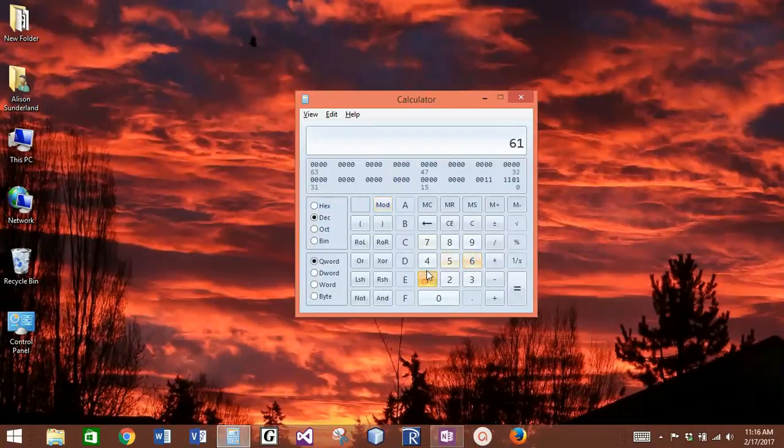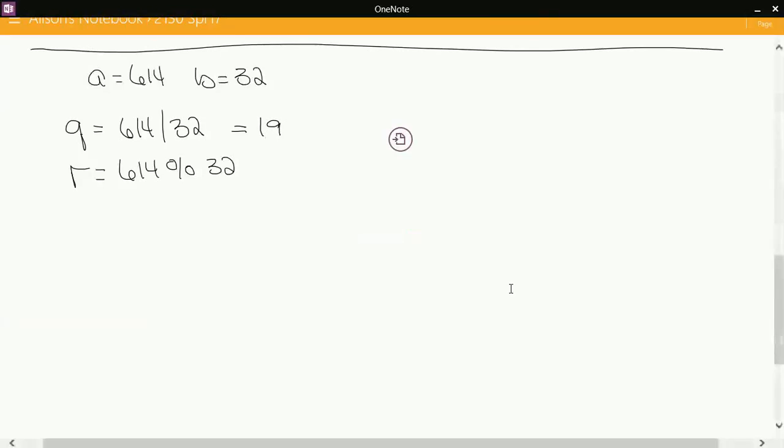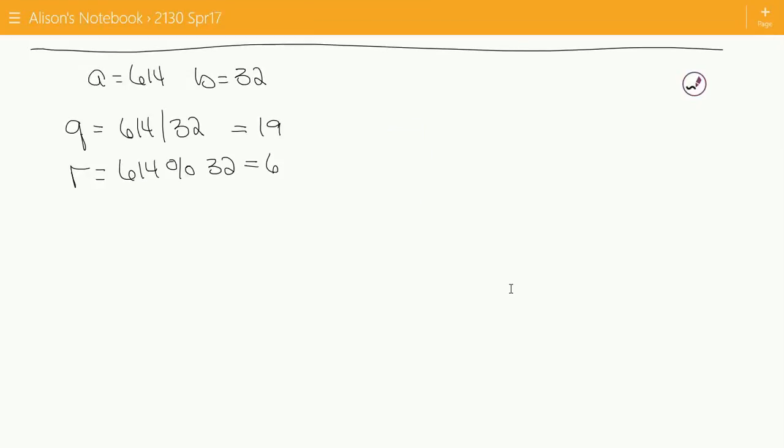So now I can do 614, and if I press the mod function and I do 32, it will tell me what the remainder is. And this is a remainder of 6, so let me add that in. So we'll see that 614 can be written as 32, my q value is 19, plus I have a remainder of 6. The mod operator tells us what the remainder of a division is.